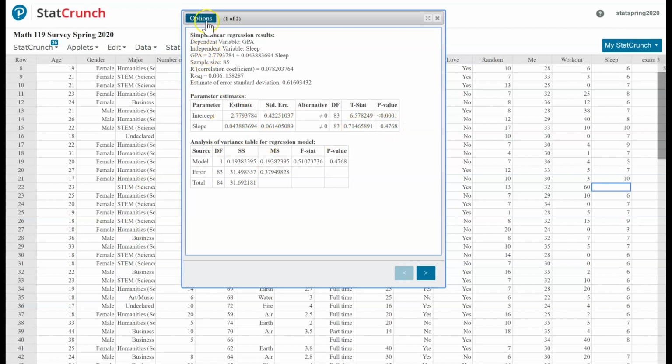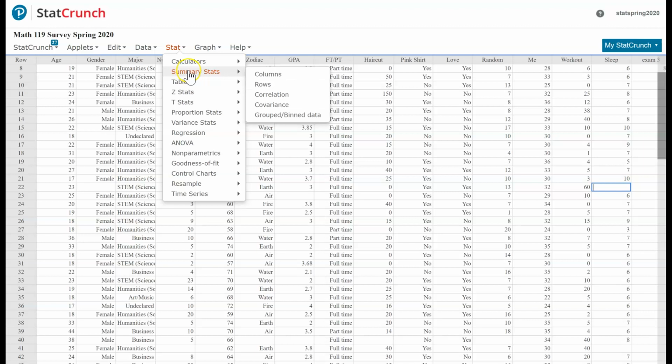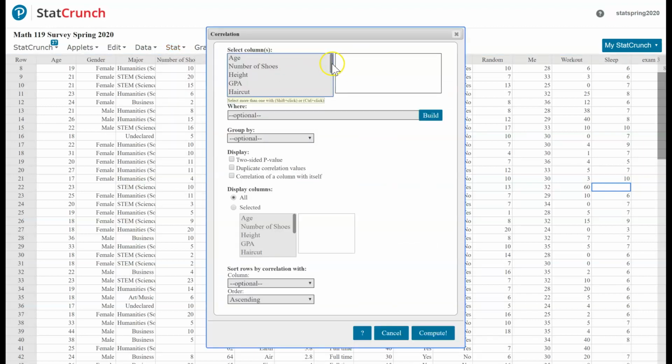Another way that you can get the p-value, I think this is probably the better one because it tells you everything, including the correlation and R squared and all that other stuff. And you might want to copy paste all that. Another way that you can do it, I think, is if you click on summary stats, correlation, and then I can click on the two variables, which is GPA and sleep. So let me control. So I have GPA and sleep. Two-sided p-value. Oh, okay, it does do it.